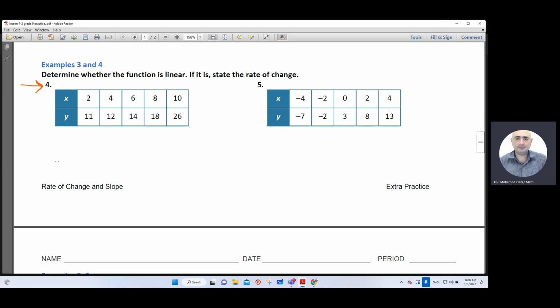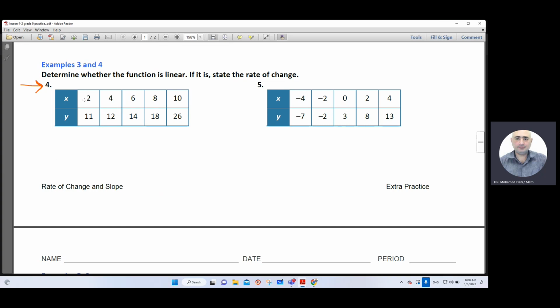Who can remind us how to know if it is linear or not? Yes, Salim. The number is plus the same, plus 1, plus 1, plus 1. Also the y. If they are the same, it is linear. Great, thank you, Salim. Yes, Ahmed? It's non-linear because of the y. 11 plus 1 is 12, but 12 plus 2 is 14. Okay, so it's not correct.